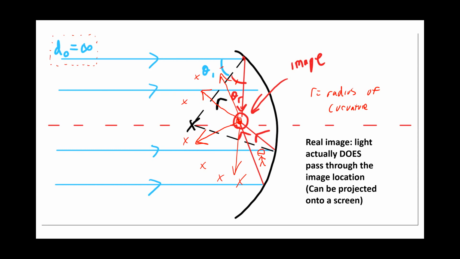the size of the image and the angular size of the image, which is really relevant for things like a telescope, for example. So if I'm looking at Jupiter through a telescope, I don't actually need my image of Jupiter to be bigger than Jupiter. Jupiter's quite big. I need it to take up more of my field of view. So I need angular size to be bigger. I don't need the image to be physically bigger than the object.